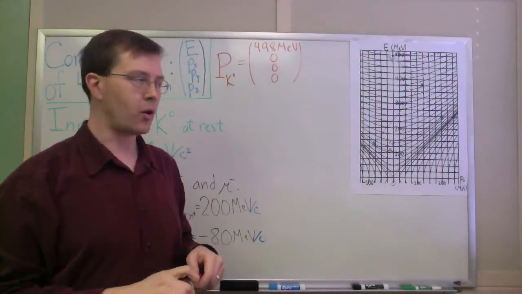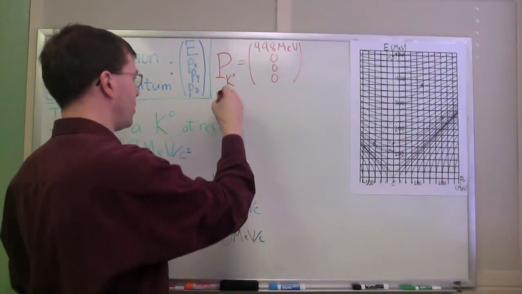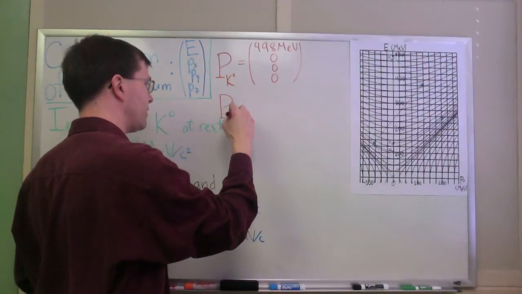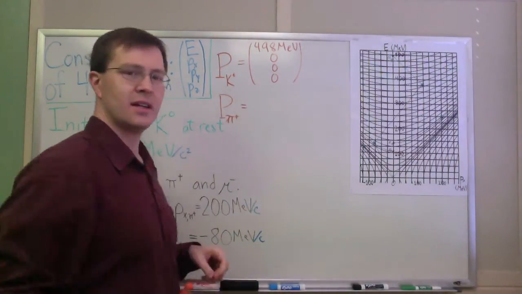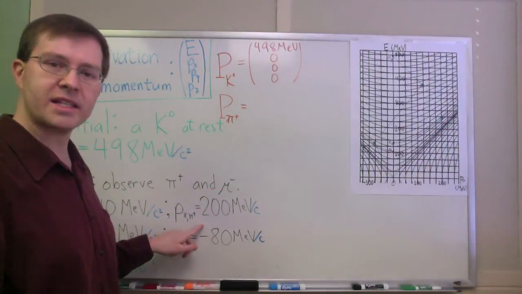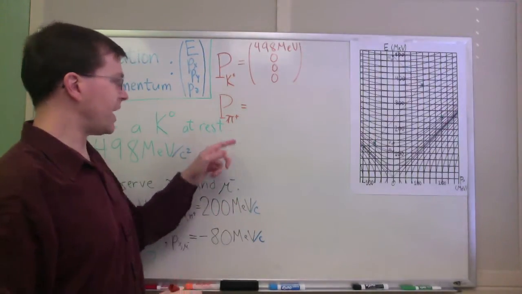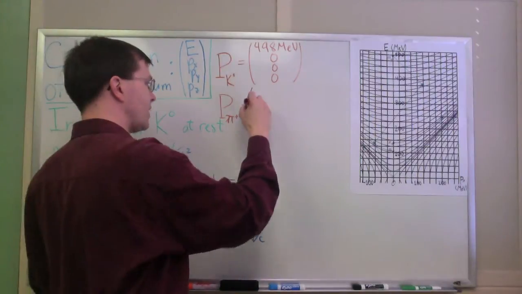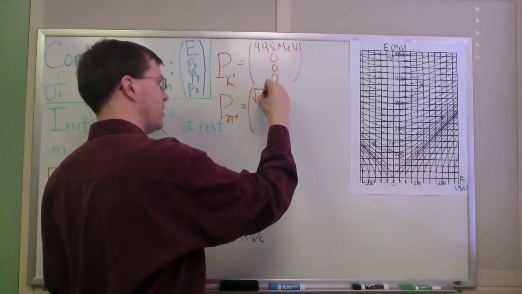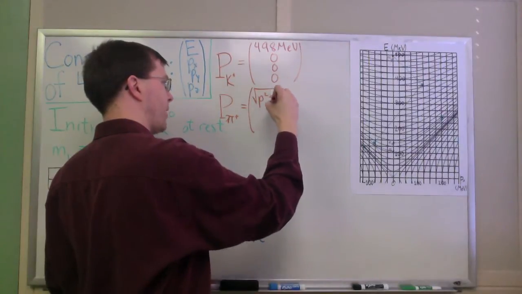Cool. Okay. What about our next particle? The four momentum for our pion, our pi plus. Here, I know py and pz are 0, and I've been given that px is 200 MeV. What about the energy? Well, energy is the square root of p squared plus m squared.